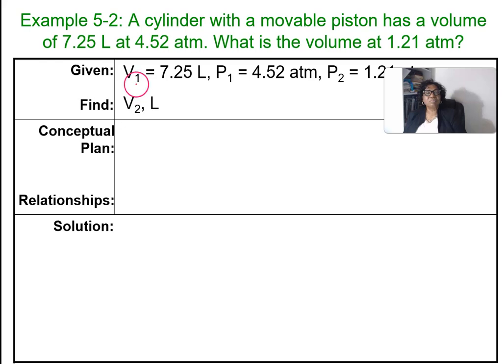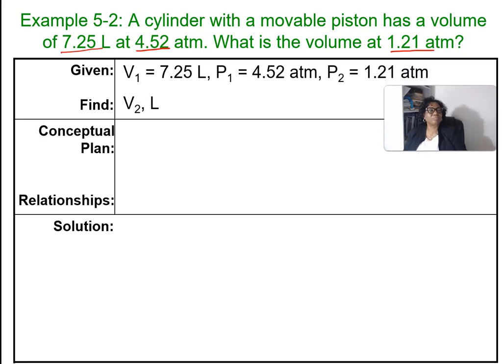So V1 is 7.25, P1 is 4.52, V2 we don't know, but P2 is 1.21. So we want V2.